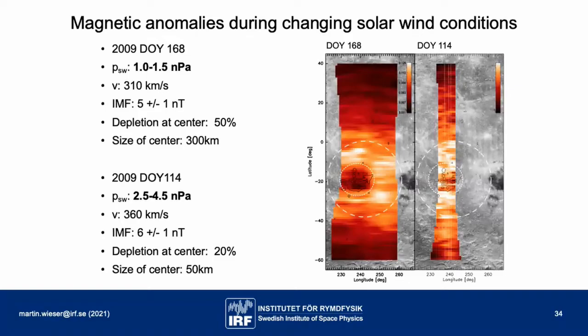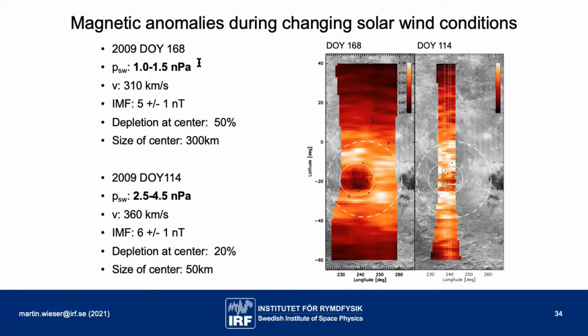Then it's of course the question, is this now a feature of the magnetic field, or is it a feature maybe of the surface itself that has different reflection properties? And by comparing two measurements with different solar wind dynamic pressure, we conclude that the magnetic field is really the driving force behind this depletion in ENA flux observed from the surface.